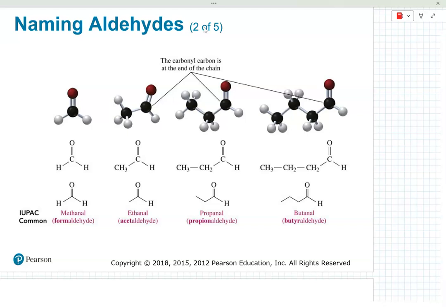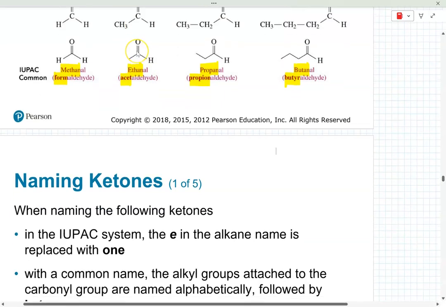For instance, as we mentioned before, if you have 1 carbon, it's going to be methanol or formaldehyde. If it has 2 carbons, it is ethanol or acetaldehyde. If it's 3 carbons, propanol or propionaldehyde. And if it's 4, butanol or butyraldehyde. Questions about that part? Anyone? All good? That's fairly straightforward, I think.